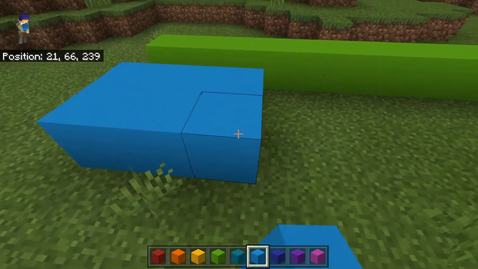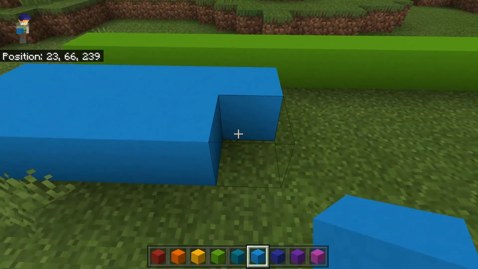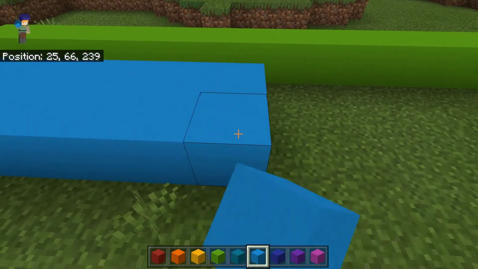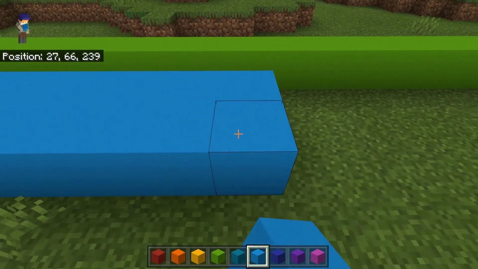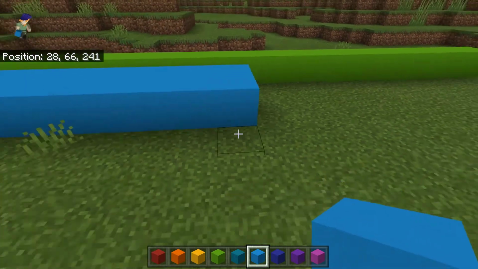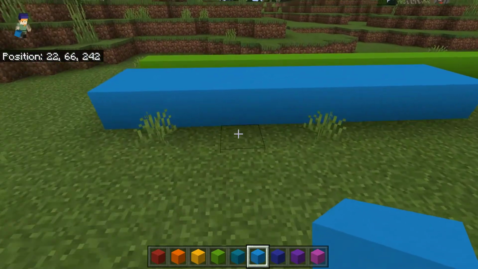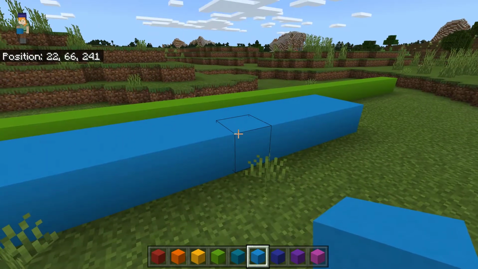How else could we arrange it? Well, 20 is divisible by 2. So we could think 2 times 10, and that would give us something that would work. 2 by 10 would be 20 blocks.